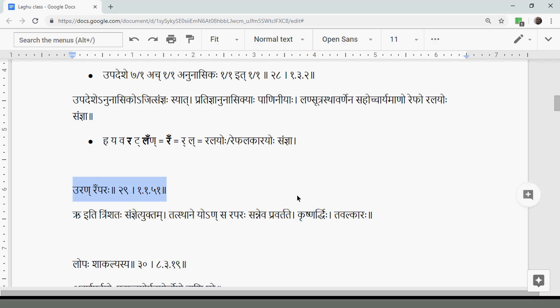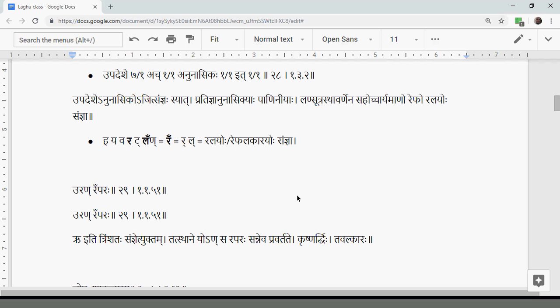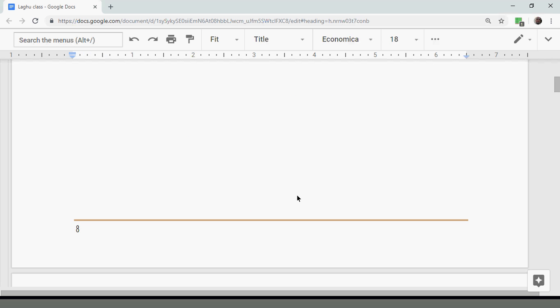We'll see this sutra in the next part, tomorrow night. I'll explain what this Urandrapara sutra means. I'll just mark this so that we have started it. So we'll see this sutra tomorrow.